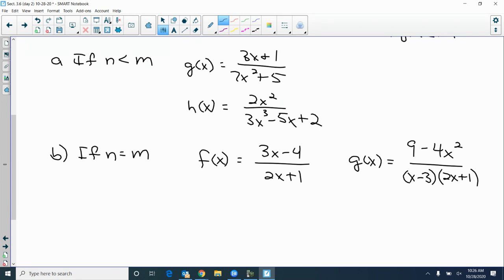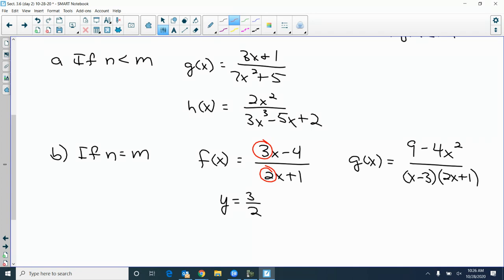3 over 2. So this would have a horizontal asymptote of 3 over 2. All you have to do is take the coefficient of the highest degree and divide those. That is it. That is how your horizontal asymptote works. Piece of cake. Just be careful here.